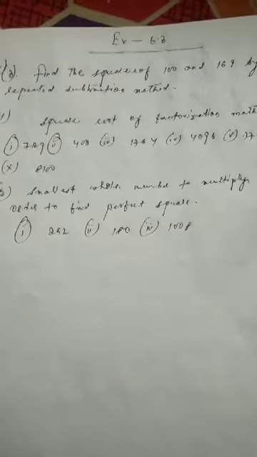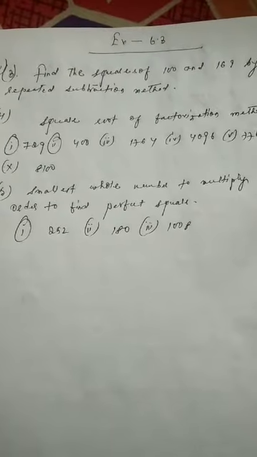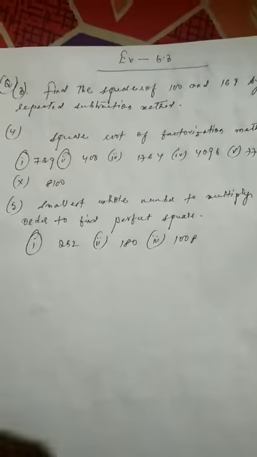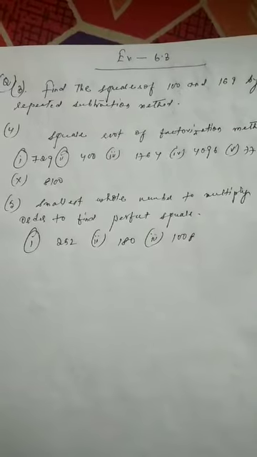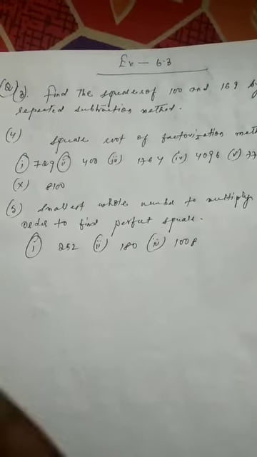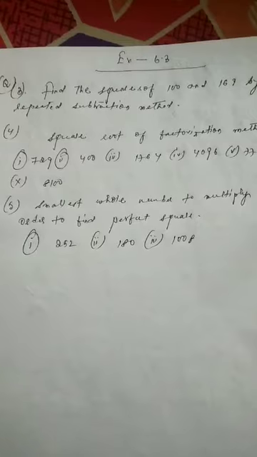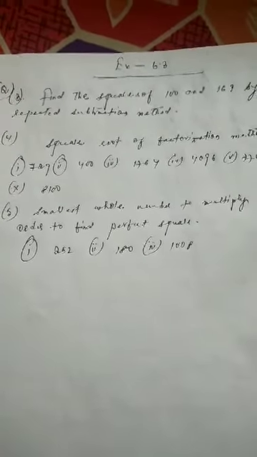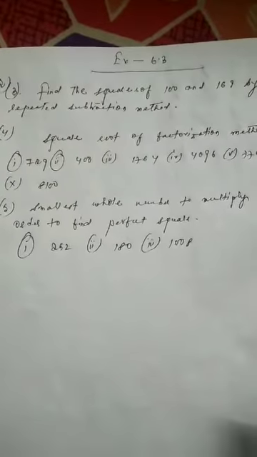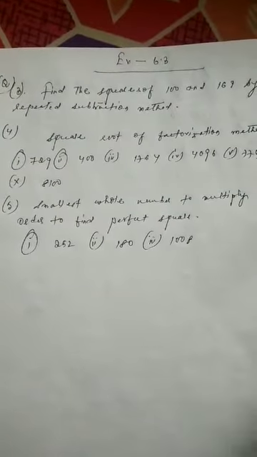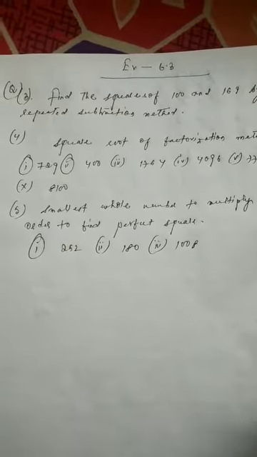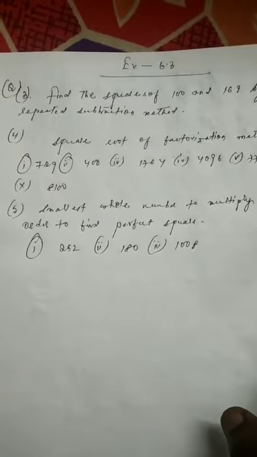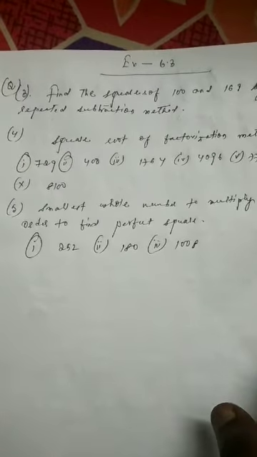We are given two numbers, one is 100 and the other one is 169. So we have to find the square root of these numbers. We know that the square root of 100 is 10, because 10 tens are 100, and the square root of 169 is 13. That we know very well. But that is not the end actually. We have to find the square root of these numbers by repeated subtraction method. So that is what we are going to do right now.